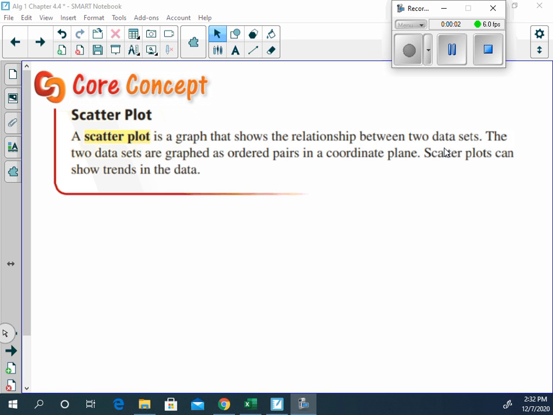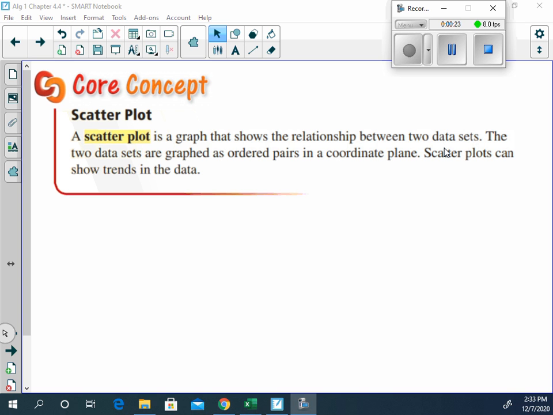All right, now what we're looking at today are scatter plots. Scatter plots are a graphical representation of points, just a bunch of points. We don't have a line. So if we just have points, we use a scatter plot. And a scatter plot is a graph that shows the relationships between two data sets. The data sets are graphed as ordered pairs in a coordinate plane.